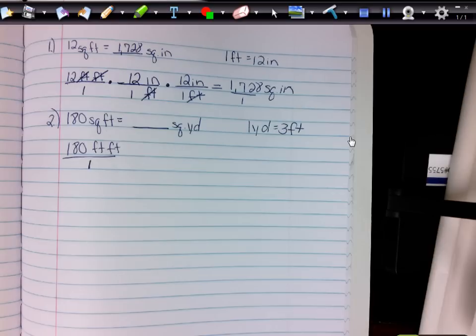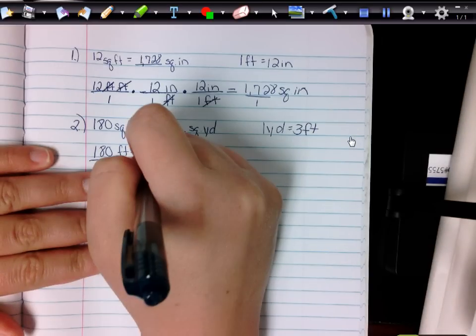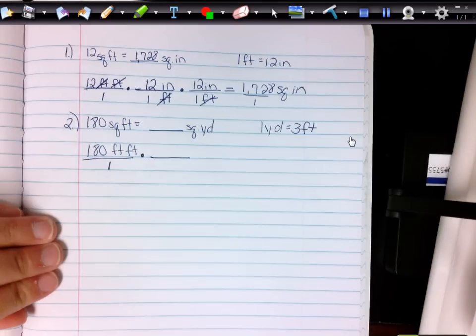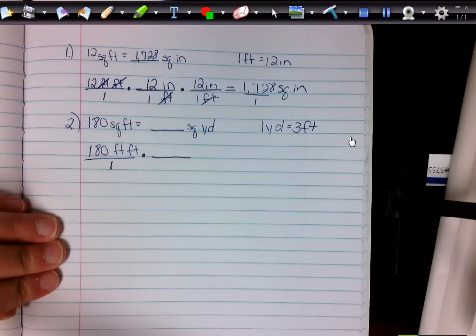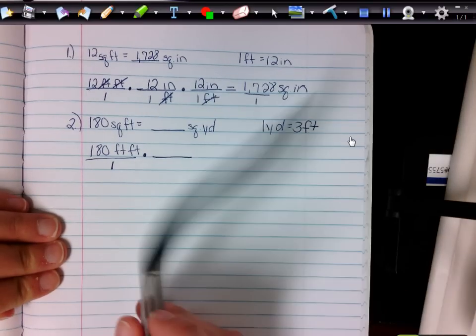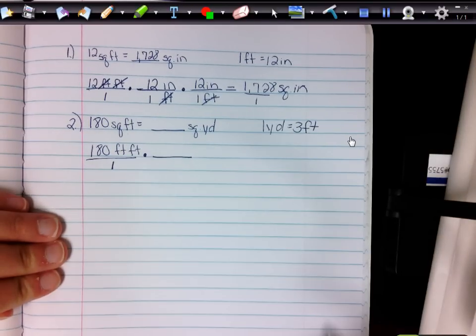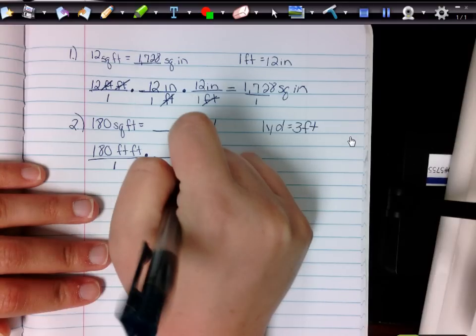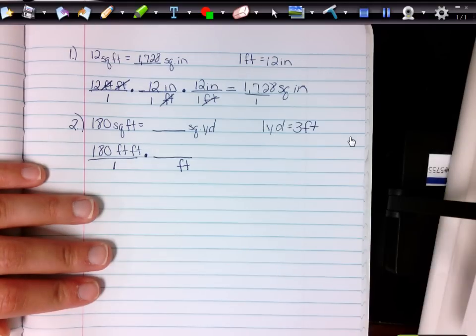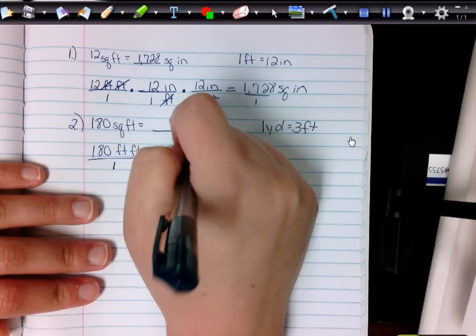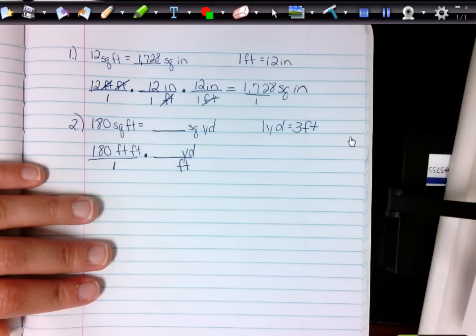Okay, now that I have my measurement conversion, I'm ready to set this up. So I'm going to draw myself another fraction here, and I'm going to look at it. I have yards and feet. I have feet on the top, so I need to make sure that I have feet on the bottom so that they're going to cancel, so that I'll be left with yards or square yards when I'm done. And yards is going to go on the top.